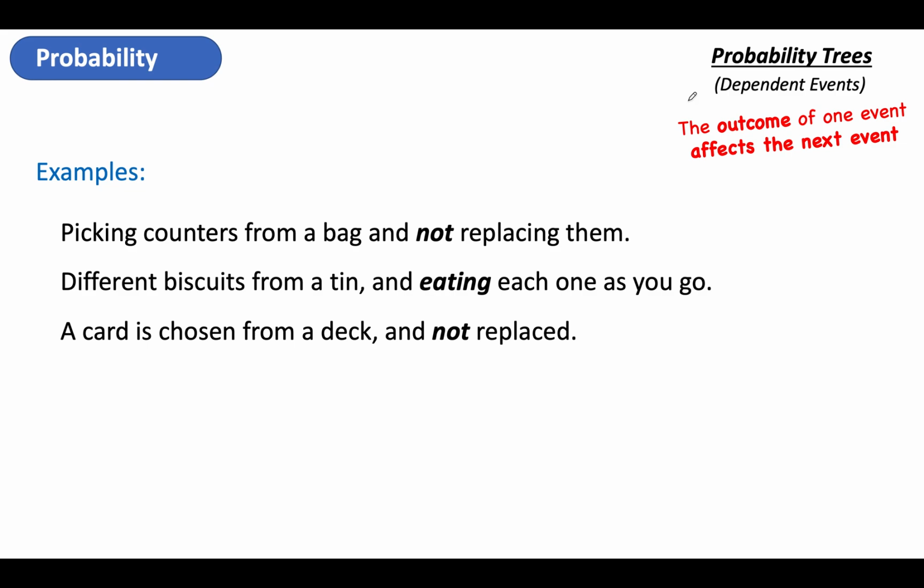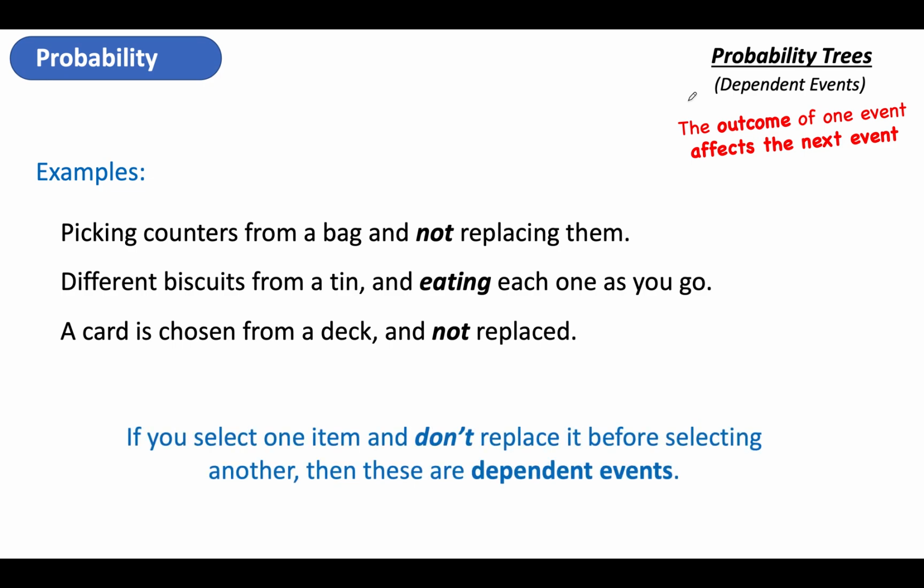Or choosing a card from a deck of cards. If you don't replace it and then choose another one, the probability is going to change because there's a different amount of cards. But it will depend which card you got the first time as to what the probabilities will be the second time. Or with the biscuits, depends if you got a bourbon, the amount of bourbons has changed. Or if you got a Garibaldi biscuit, yes, it is a biscuit, then the amount of those is going to change.